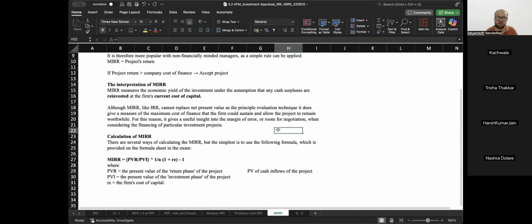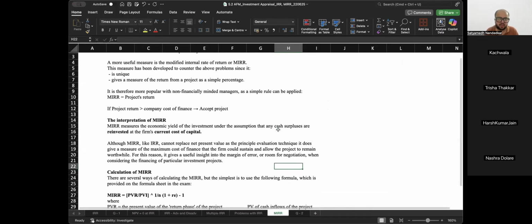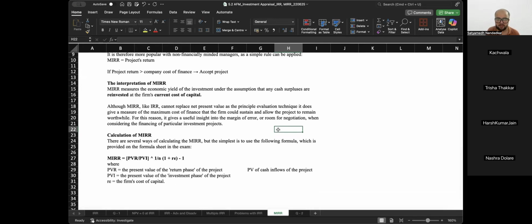Like IRR, you also have a modified internal rate of return. The reason why this method is better is that instead of assuming that the cash flows generated from the project are reinvested at the IRR, this method makes a slightly more reasonable assumption, and it says that the cash flows generated from the project are reinvested using the company's current cost of capital. So you get your MIRR value. How do you get that? MIRR is (PVR upon PVI) raised to 1 by n into (1 plus RE) minus 1.